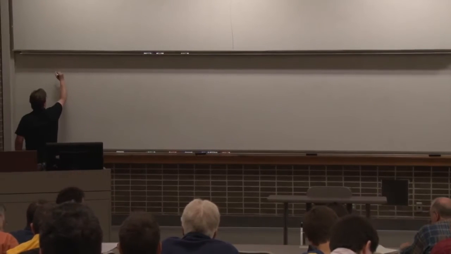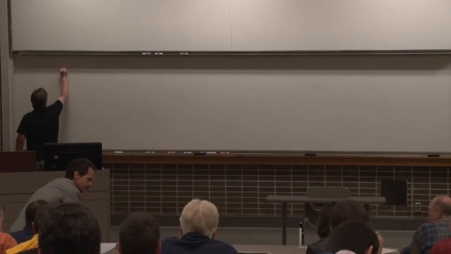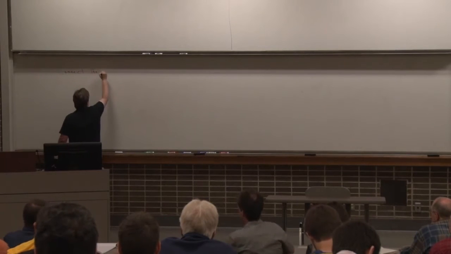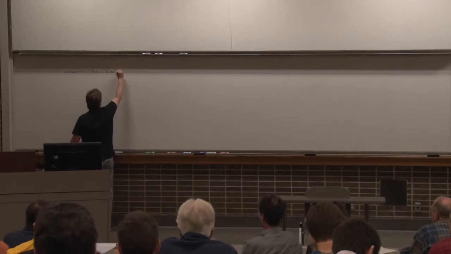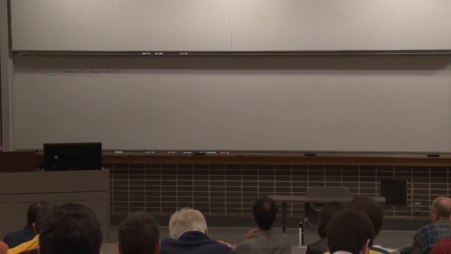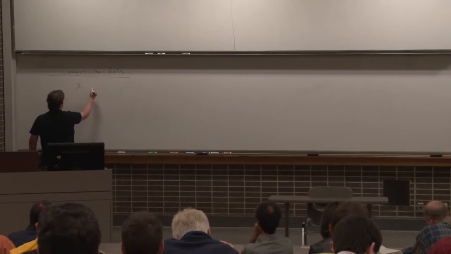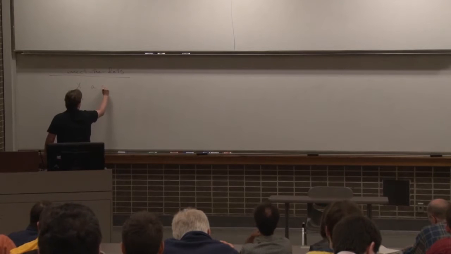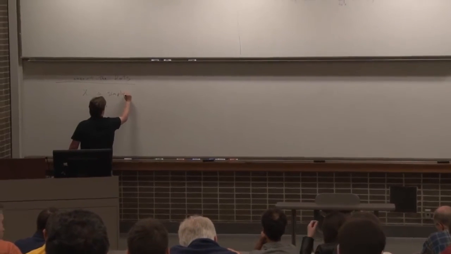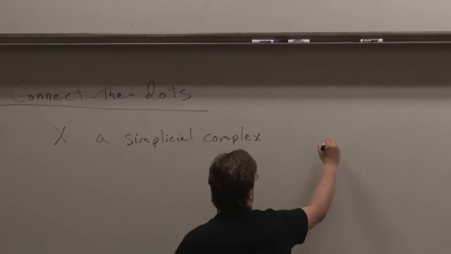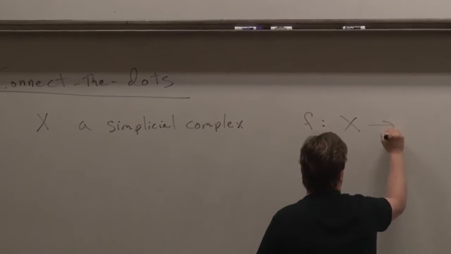So one version of this, well, I'll write the hypotheses later, is the so-called connect the dots argument, which is essentially finding a nice topological representative for your quasi-isometry. Okay? So we think of X as, say, some simplicial complex, and we have some quasi-isometry from X to Y.